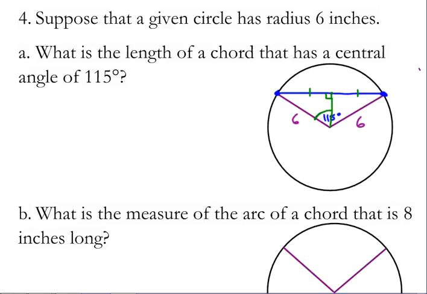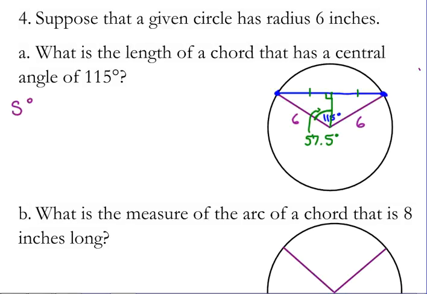So we really just need this angle right here. If the whole thing's 115 and it's bisected, then what is the angle inside of our right triangle? 57.5 degrees, right? Half of 115. Okay. So we're looking for the length of the chord. We've got an angle. We have one of the sides of the triangle. So that means we're going to end up using trig.